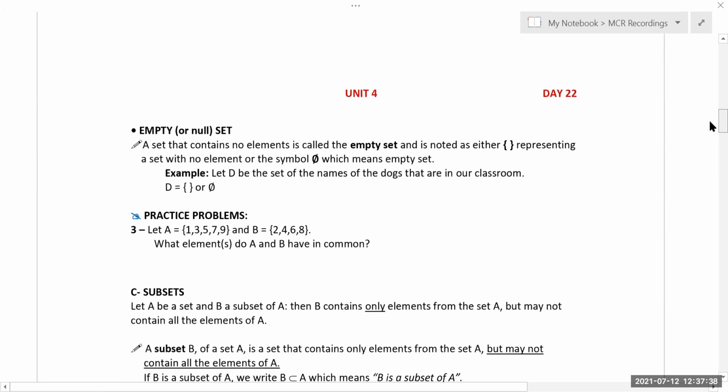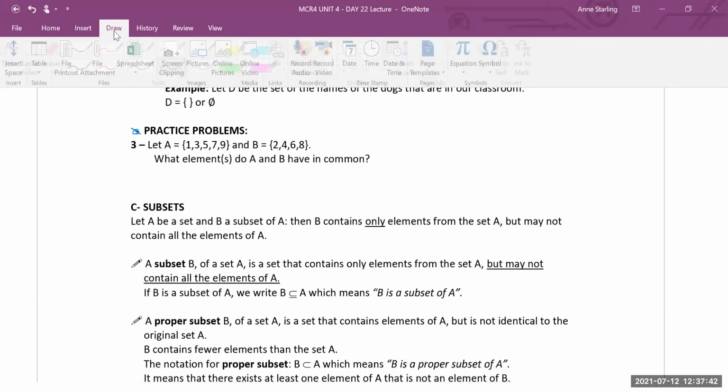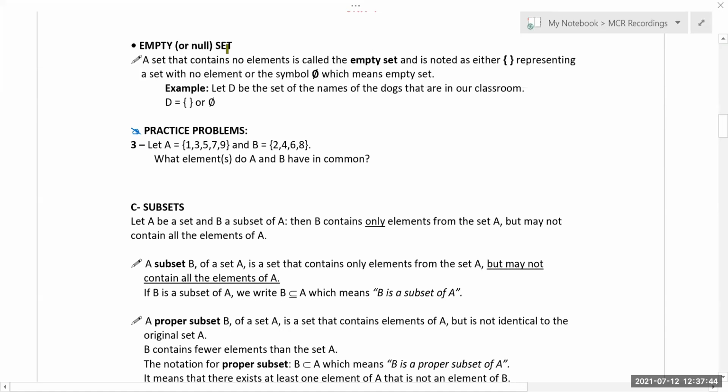All right, so moving along, we've got a couple more vocab words here. Within our different set types, you can also have what's called an empty or null set, which means there's no elements in the set. And you can either represent it with this empty bracket or with the 0 with the slash through it. So if it's let D be the set of names of dogs that are in the classroom, and we have no dogs in the classroom, we would represent it with the empty set.